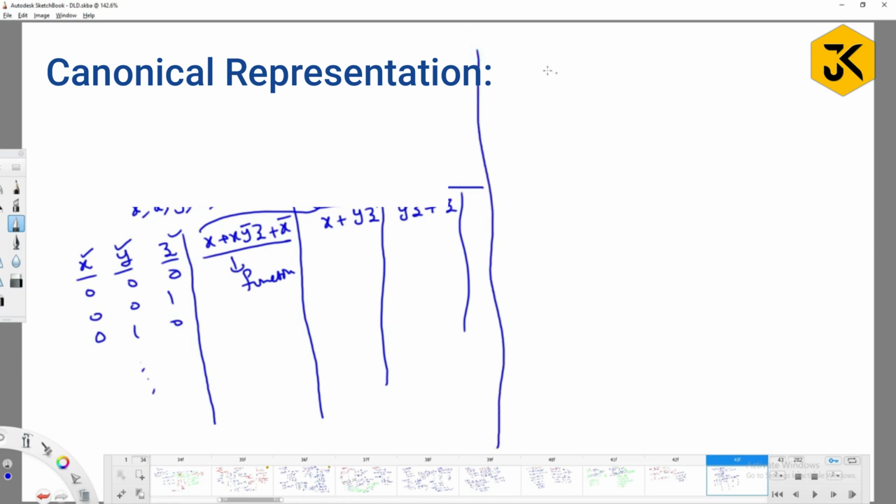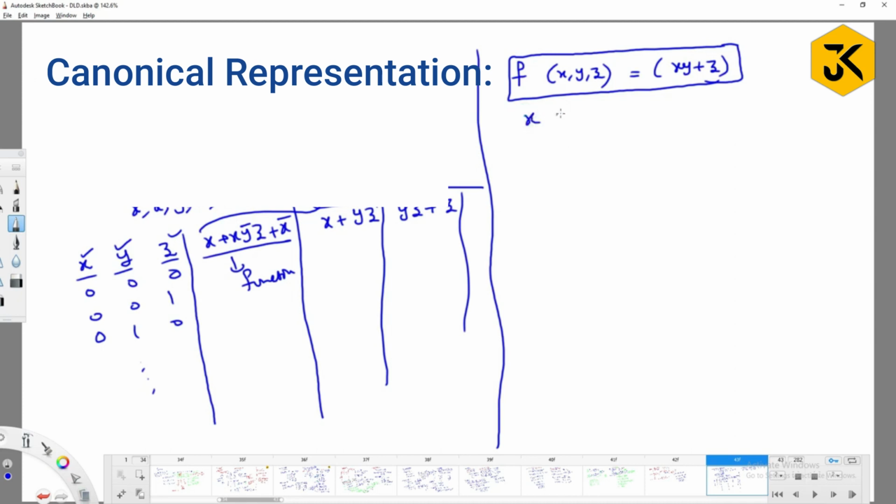if I am going to take a function called f of x, y, z, I am generally writing x y plus z. This is one kind of function. Right? What is the meaning of this function actually? If you take the variables x, y, z, I will try to write clearly here: 0, 0, 0, 0, 0, 1, 0, 1, 0, 0, 1, 1, 1, 0, 0, 1, 0, 1, 1, 1, 0, 1, 1, 1.